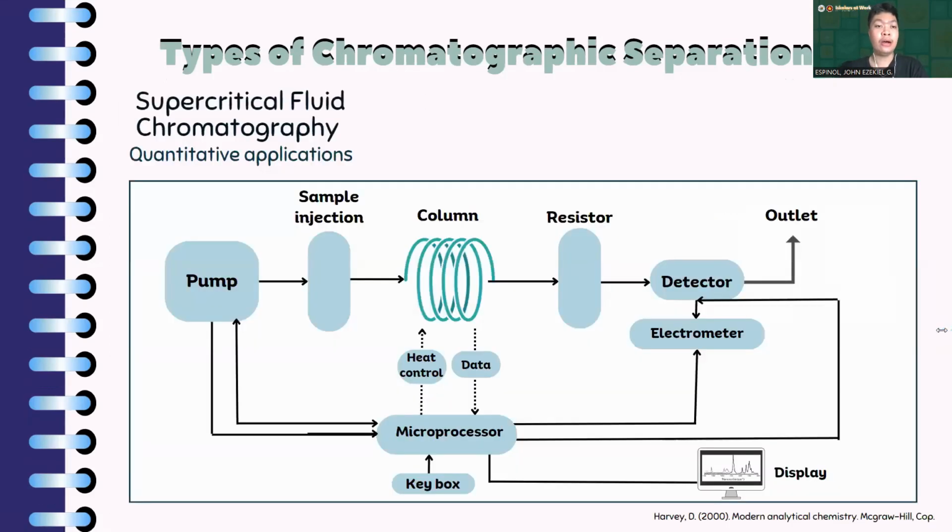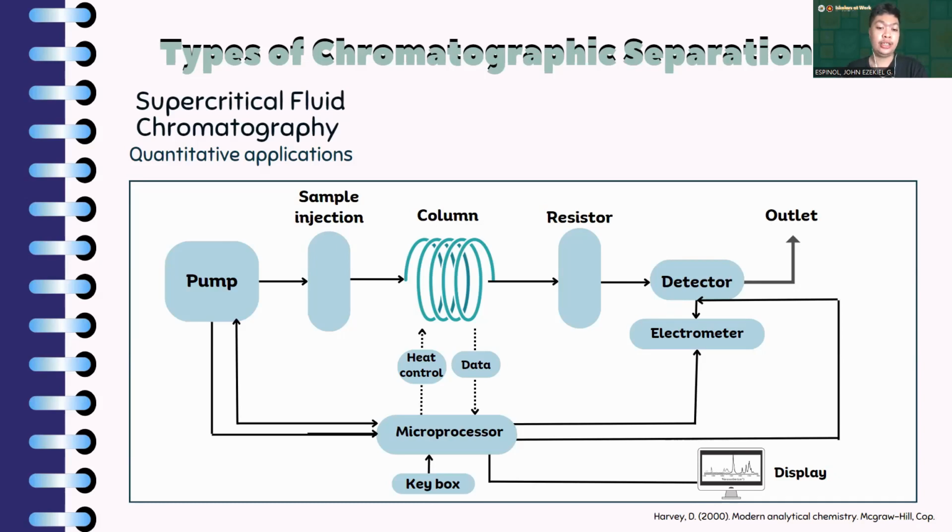So let us proceed to how SFC works. SFC operates through a series of steps from pumping of the mobile phase to the display of chromatographic results. Here's a simplified overview of the process. First is the mobile phase pumping. The process begins with the pumping of the mobile phase into the chromatographic system. In SFC, the mobile phase typically consists of a supercritical fluid, often carbon dioxide, along with modifiers or additives to enhance solubility and selectivity. The pump delivers the mobile phase at a controlled flow rate into the system.